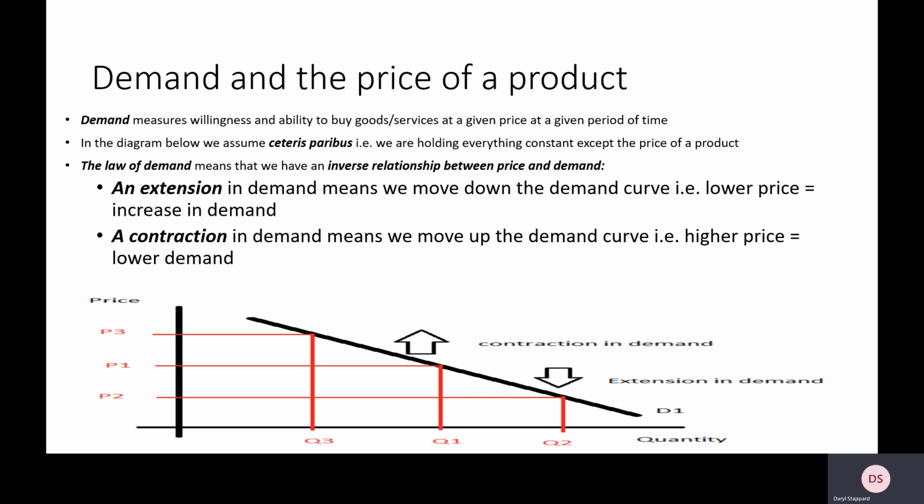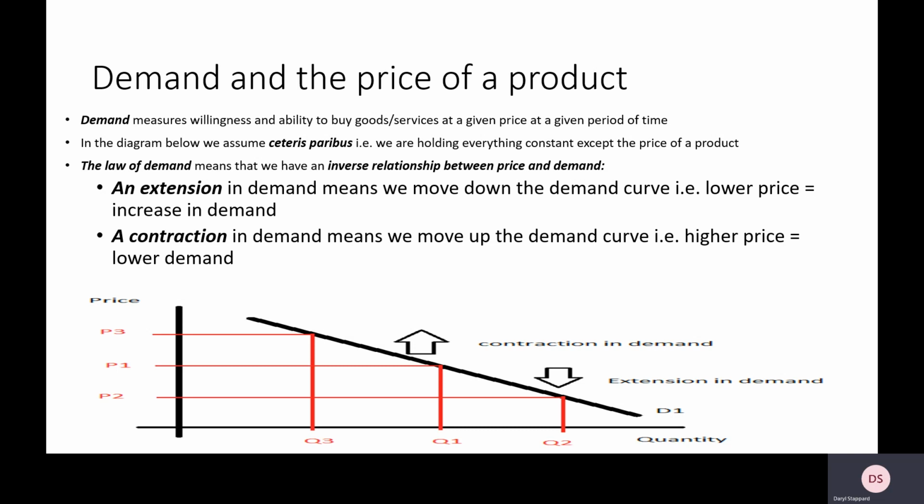So what this means is at price 1, people are willing and able to buy Q1 of this product. Now, if there was an increase in price, that higher price would lead to demand falling to Q3. With the logic being, as the price goes up, people become less willing and able to buy this product. So when the price goes up and demand goes down, we call this a contraction in demand. We've moved along the demand curve, which means that there's a smaller market for this good and service.